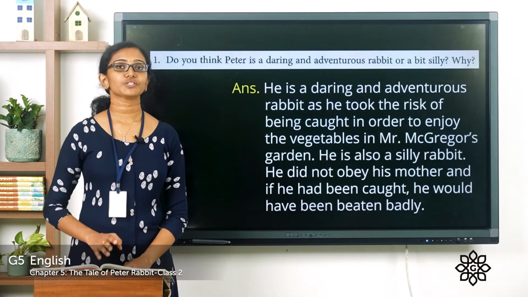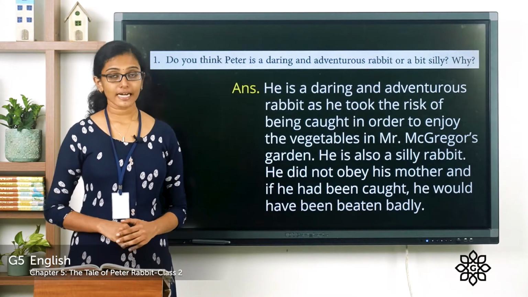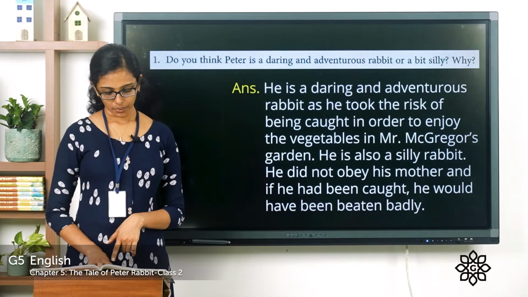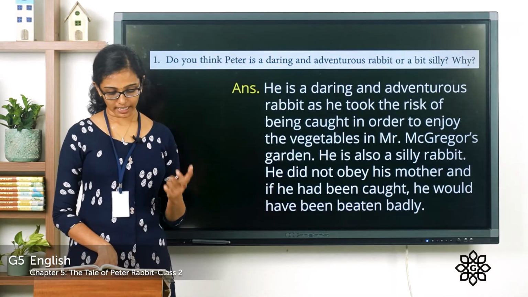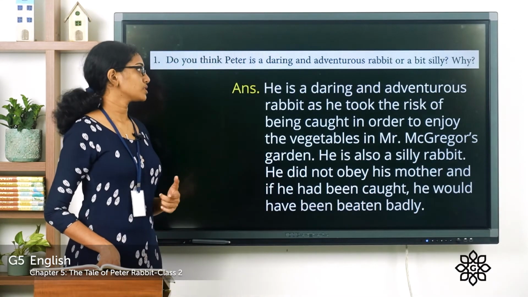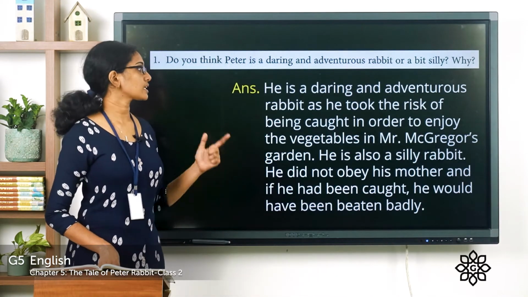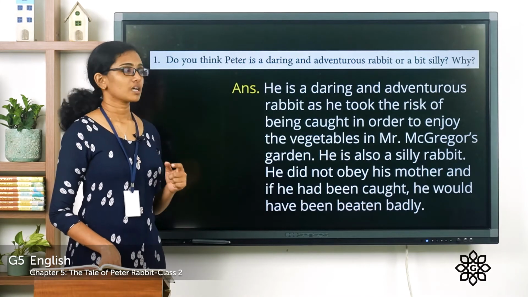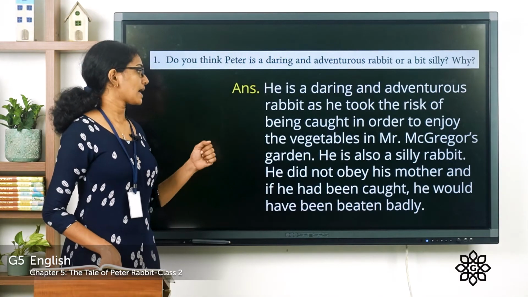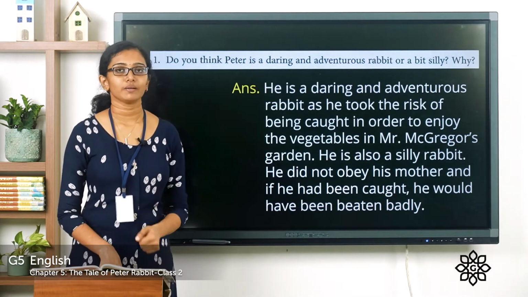Now, let me share my thoughts on these questions and their answers. The first question, do you think Peter is a daring and adventurous rabbit or a bit silly? Why? I think he is a daring and adventurous rabbit as he took the risk of being caught in order to enjoy the vegetables in Mr. McGregor's garden. He is also a silly rabbit because he did not obey his mother, and if he had been caught, he would have been beaten badly. By whom? By Mr. McGregor.